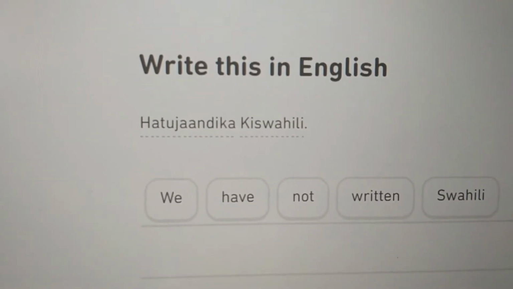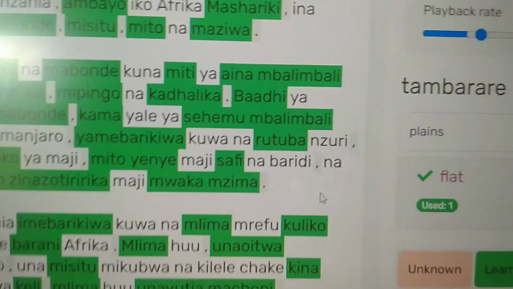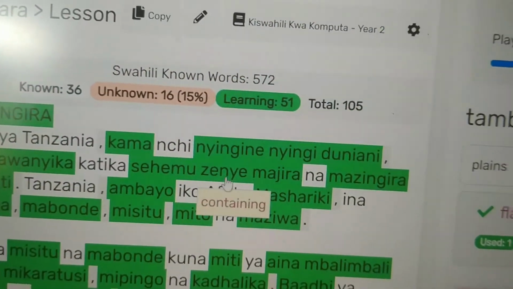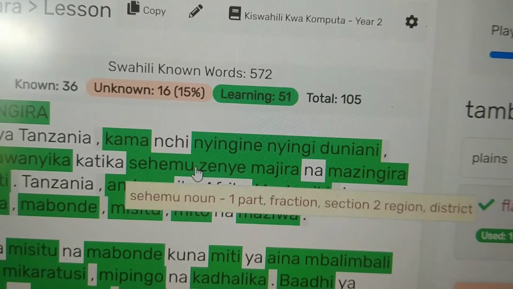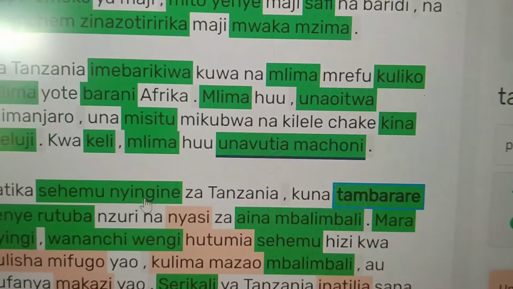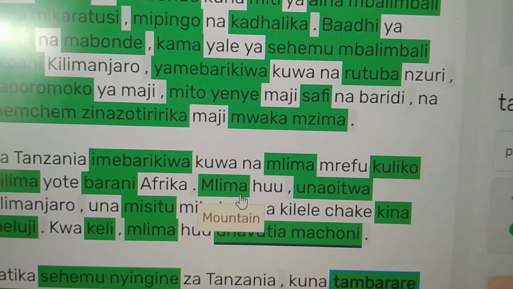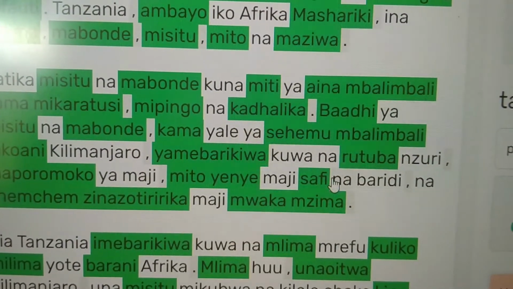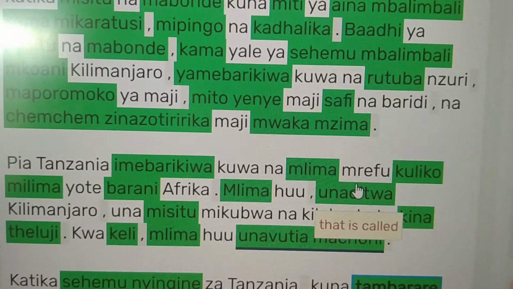Something I don't remember learning in the courses at all is this word zenye, E-N-Y-E, and then the noun class at the start, meaning containing. I've seen it quite a few times with different noun classes at the start, so it's a new one that I've just noticed just by reading and listening.